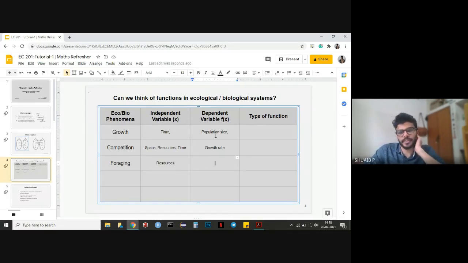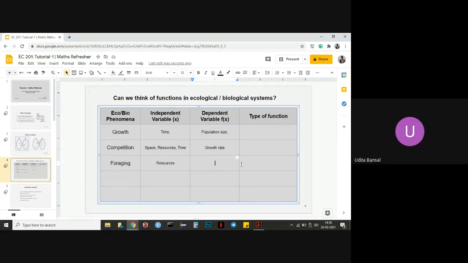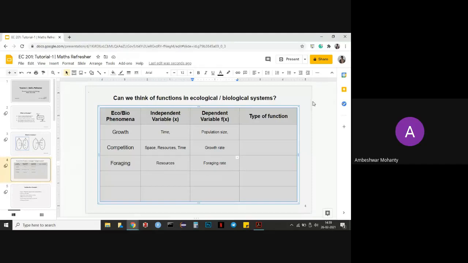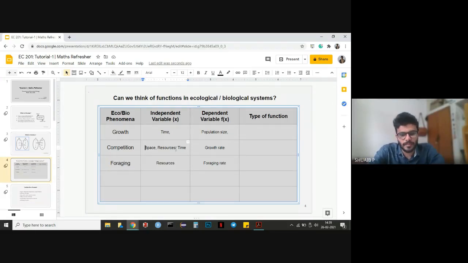And what would be the dependent variable for this? Per capita food intake. Yeah, per capita food intake, or we can term it as foraging rate or something. Population size can also be an independent variable in competition. Yeah, sure. Population size or the population density, yeah, it can be an independent variable.